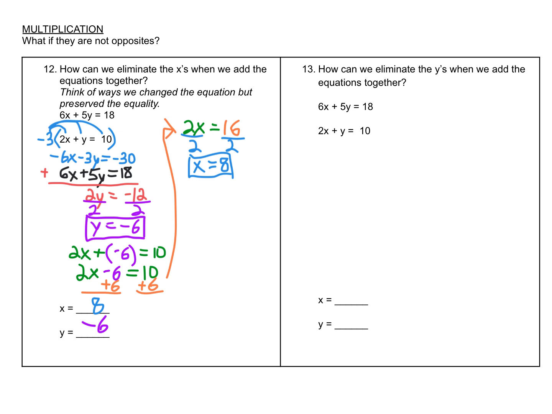But we're, again, trying to get rid of the y's. And that looks like this. I'm multiplying by negative 5. Since I have positive 5, I need the bottom to be a negative 5, so I'm multiplying everything by negative 5 on the bottom equation.